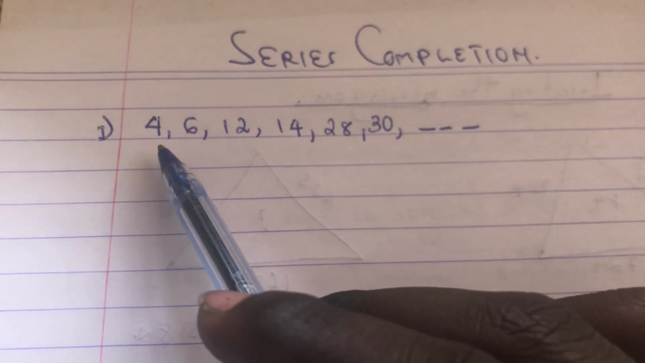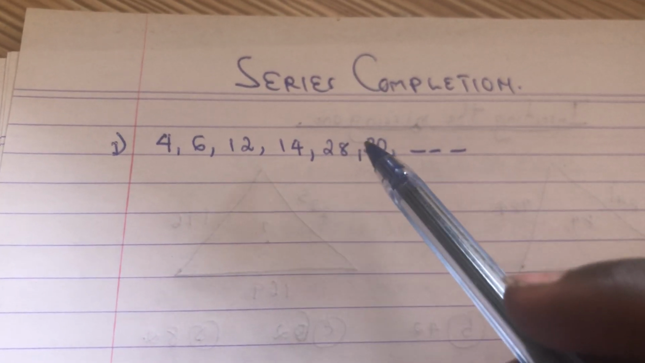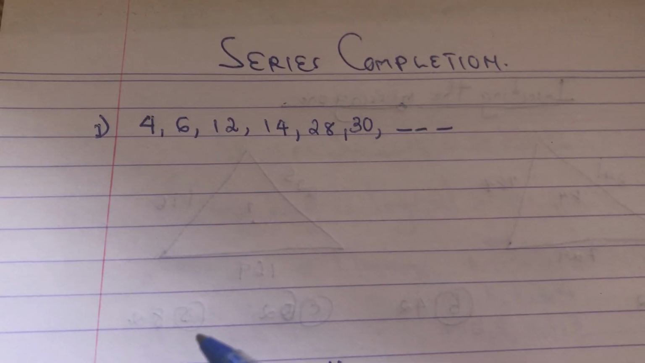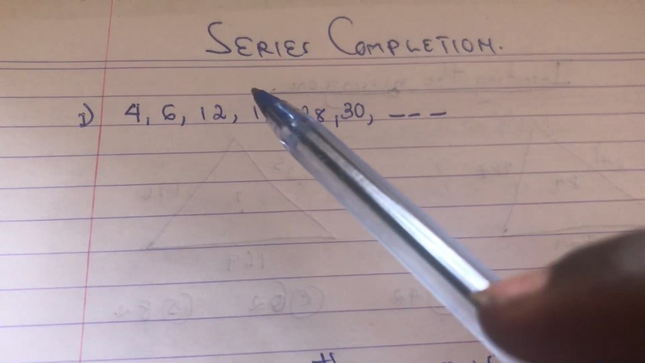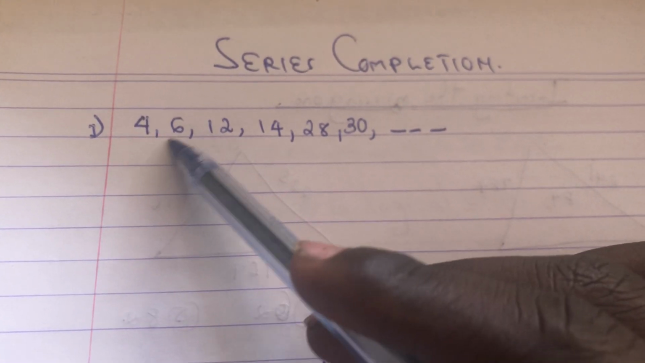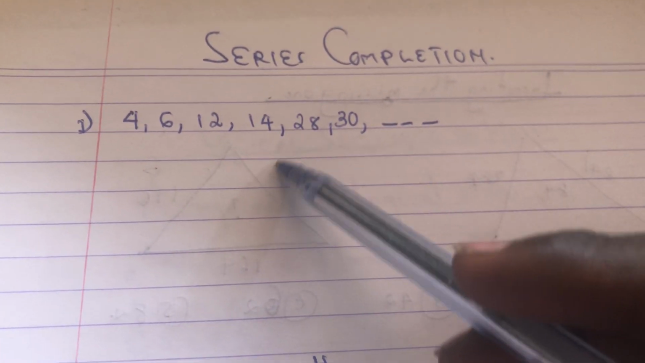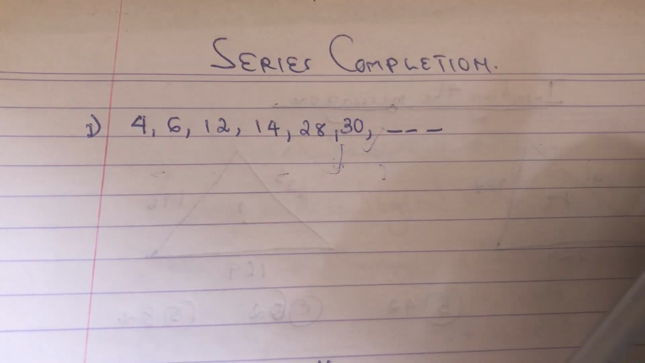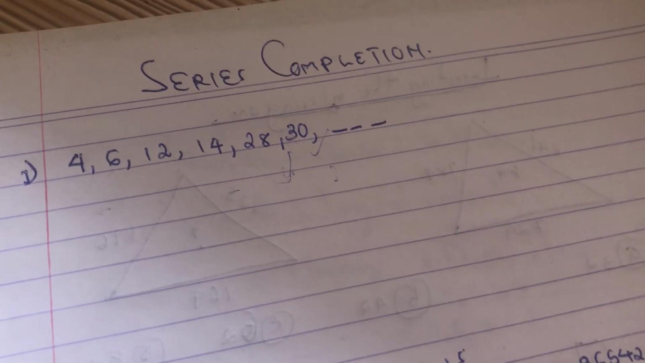We have here 4, 6, 12, 14, 28, 30. Are we together? They're asking us to find the next number to complete this series. When you look at this sequence and try to add, you'll find the difference is 2, next is 6, next is 2, next is 14, next is 2. So when you have such a pattern, you have to pick out a few and determine the series of the few.